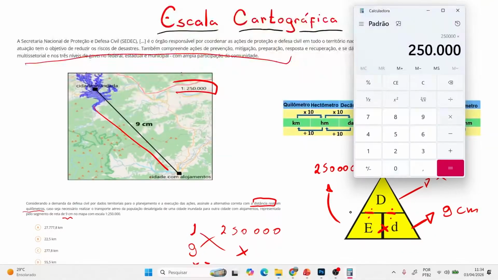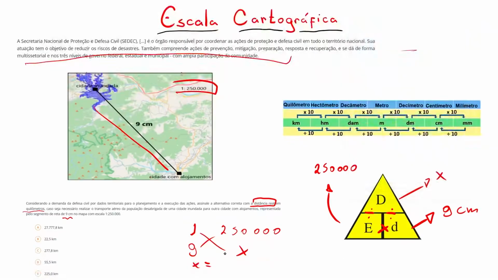So, check this out. 250,000 times 9. It's going to be equal to 2,250,000, okay? So I found the distance. 2,250,000. That's the distance in centimeters. But do I need to find the distance in centimeters? No, I have to convert it to kilometers. To convert to kilometers, what do I do? I move the decimal point 5 places to the left. So 1, 2, 3, 4, 5. I'll have the distance here, which is 22.5 kilometers.